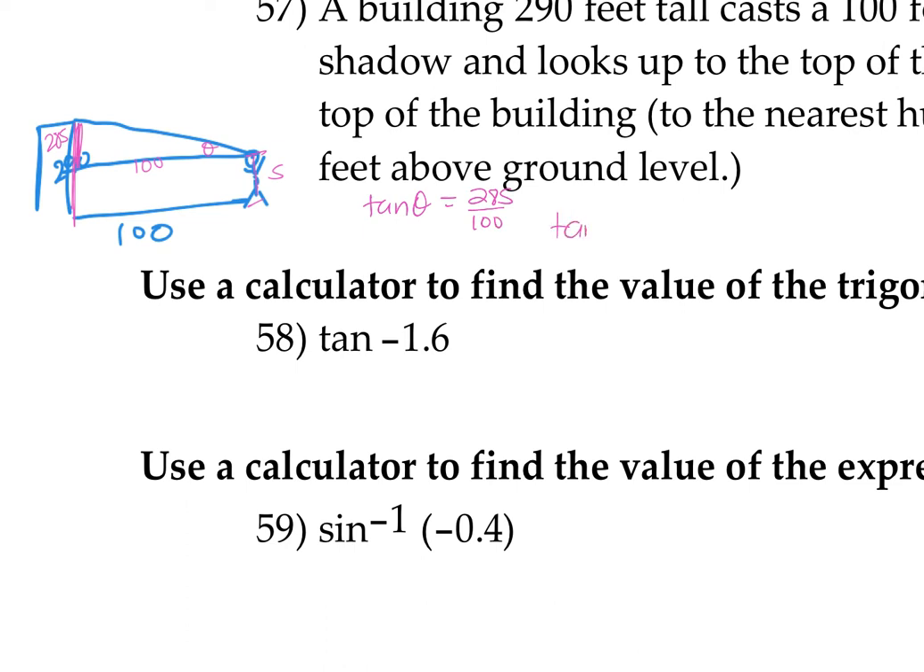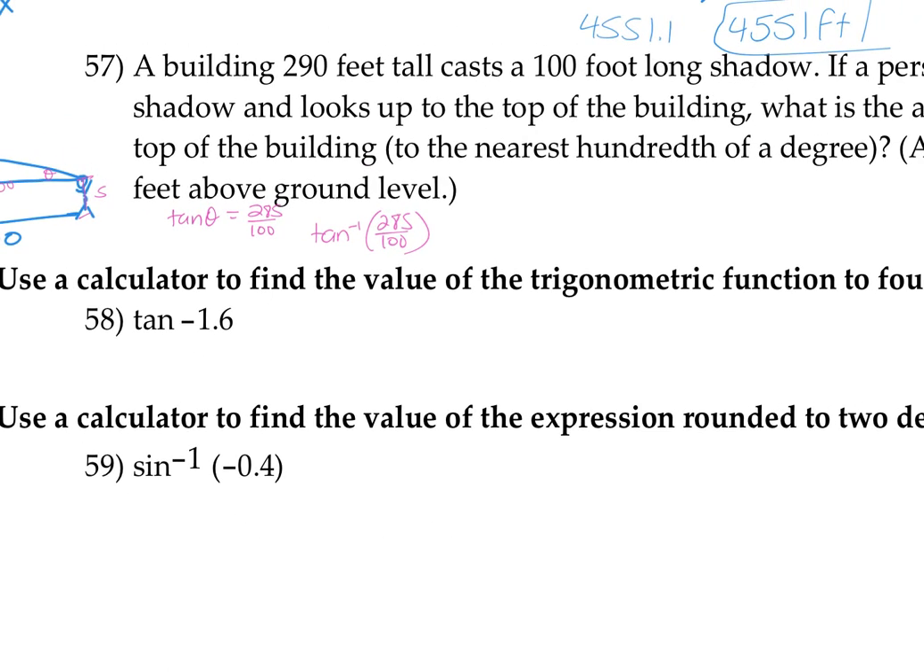And I would do tan negative 1 of 285 over 100, which is 70.66 or 70.7. Oh, it says nearest hundredth. So we're going to do 665. So it's 70.67 degrees.